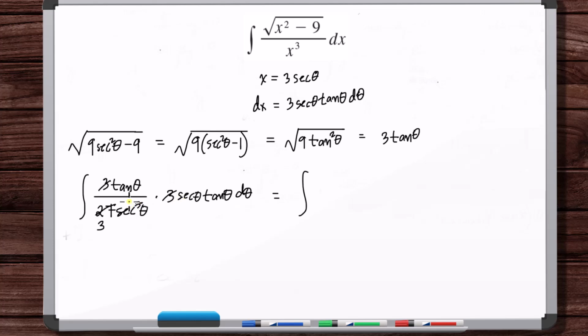Okay, so this is 3 cubed, so now there's a squared. So tangent squared theta over secant squared theta d theta. Oh, and then we have a 3. So we can take out a 1/3.